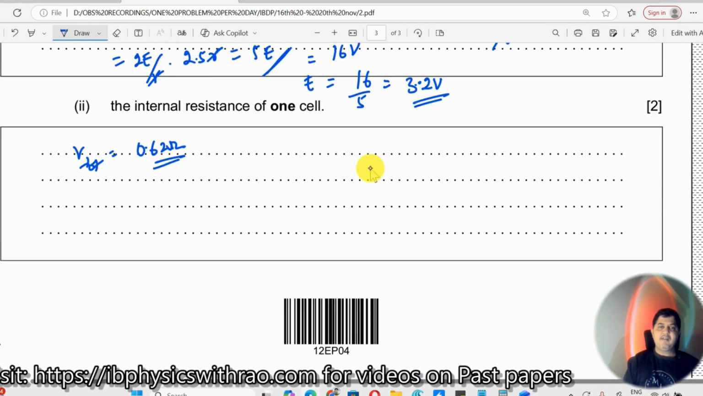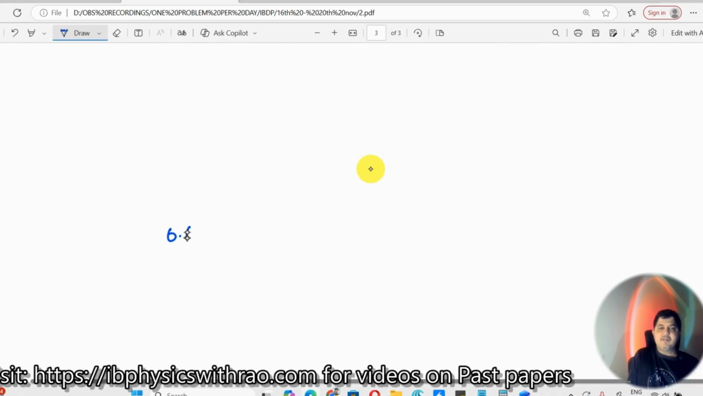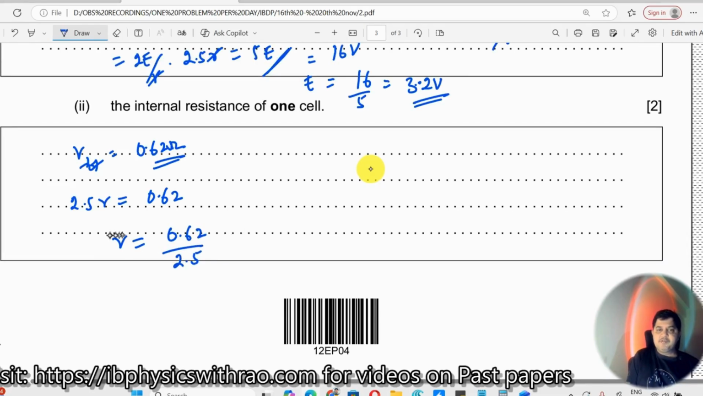So therefore, I write this as 2.5 times R is equal to 0.62. So R cell should now be equal to 0.62 divided by 2.5. Don't get confused with this R and the R that we calculated earlier. This R is nothing but the internal resistance of each cell. Because there are 10 cells arranged in a parallel and series configuration, the small R that we defined there is nothing but the internal resistance of the full battery. That's what we have written over here.